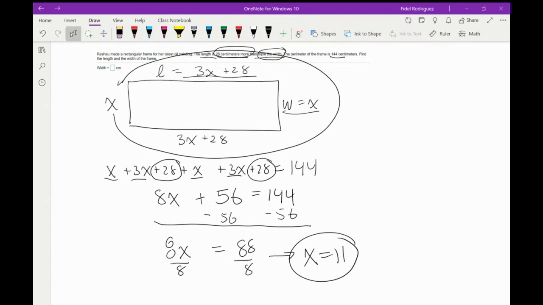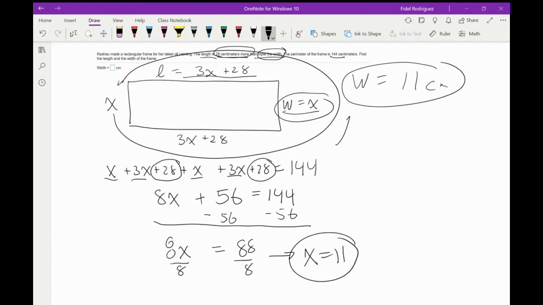So remember, we came up with x is 11. Now remember what x stood for. X was the width. I think I see something here in the chat. We're good. Awesome. Excellent. So the width we said was going to be 11 centimeters. Now we're going to do the length. So guys, remember the length is 3x plus 28. But we already know that x is 11. So we're going to say 3 times 11 plus 28.